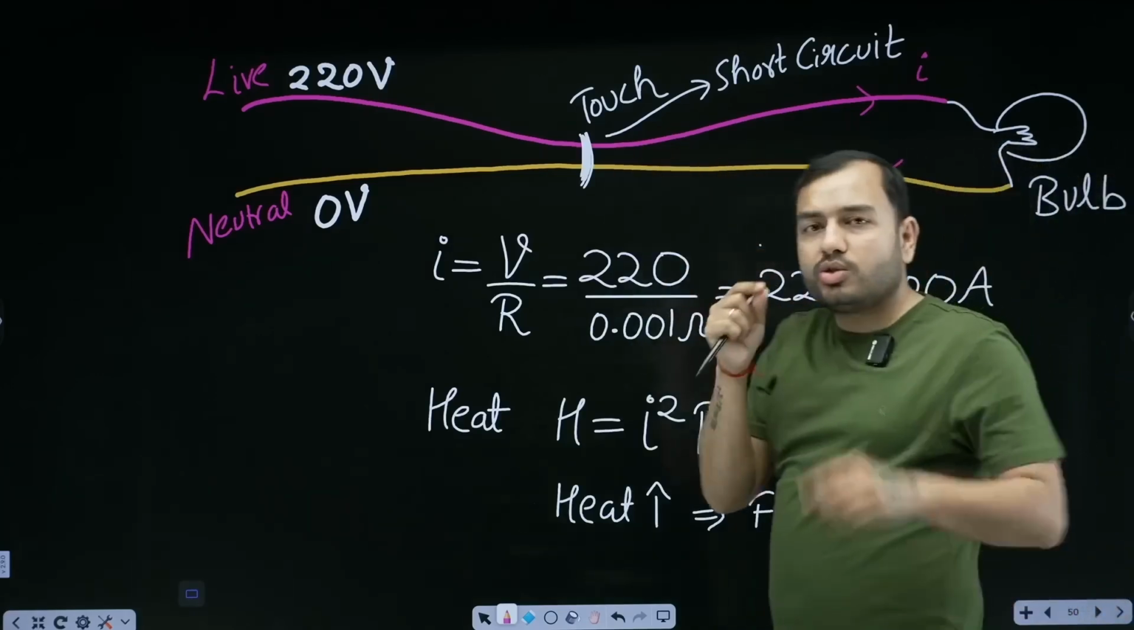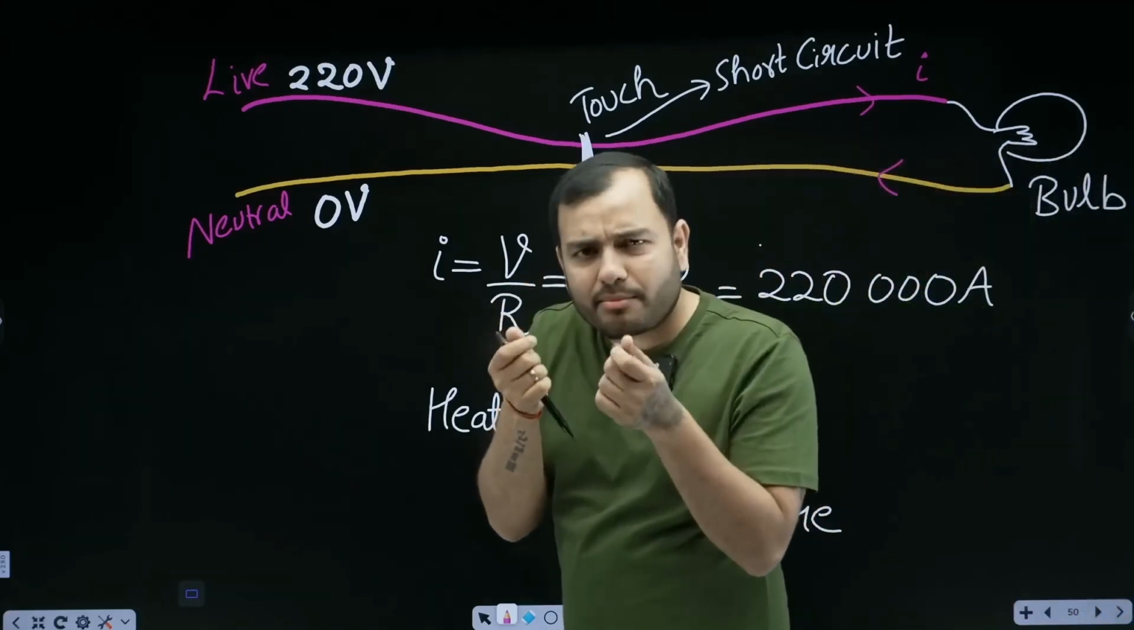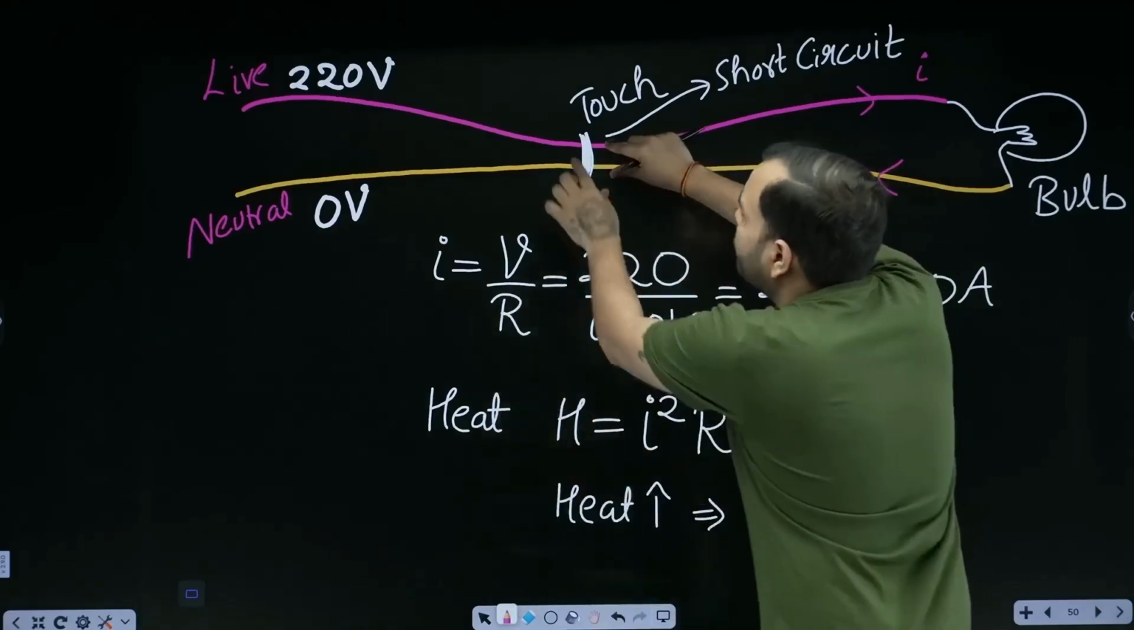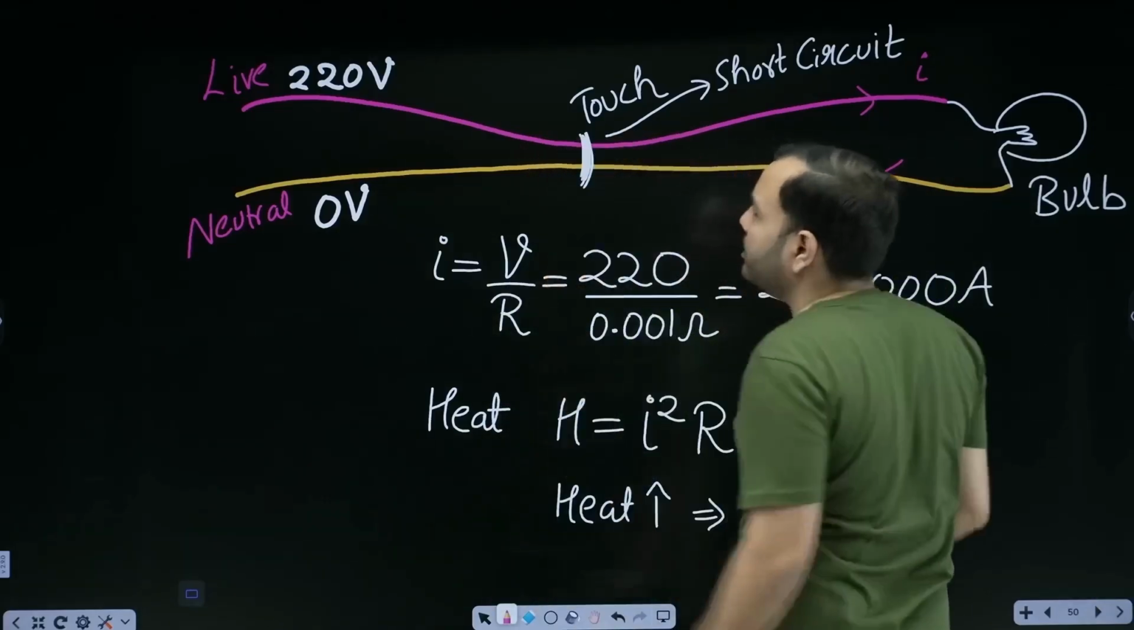What happened? Somewhere the plastic cover of both wires opened in the middle. It happens many times, right? The two wires touch each other. Does it happen or not? The plastic cover opens and both wires touch.